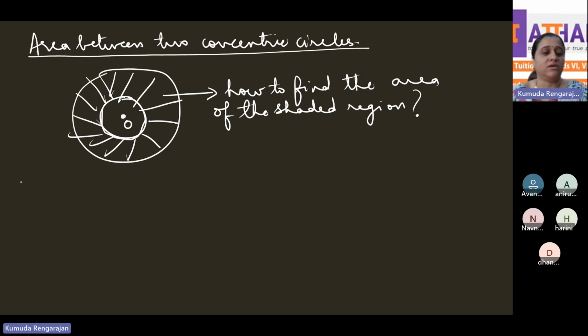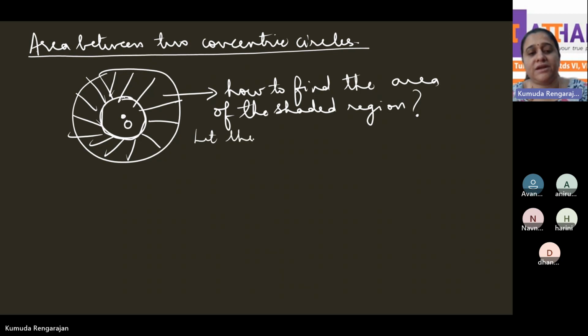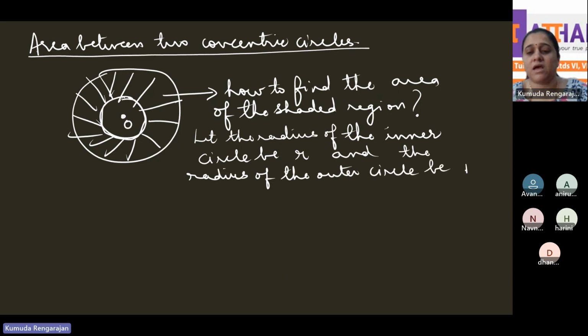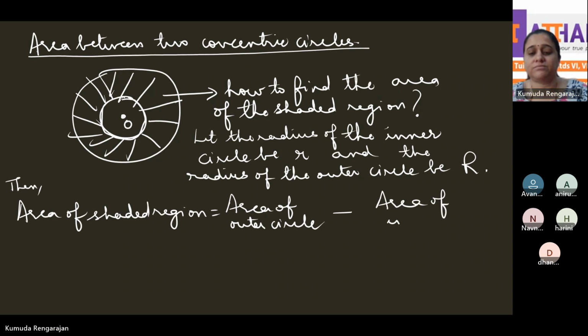Okay, now how do we find the area of this region? Let the radius of the inner circle be small r and the radius of the outer circle be capital R. Then the area of the shaded region is equal to the area of the outer circle minus the area of the inner circle.